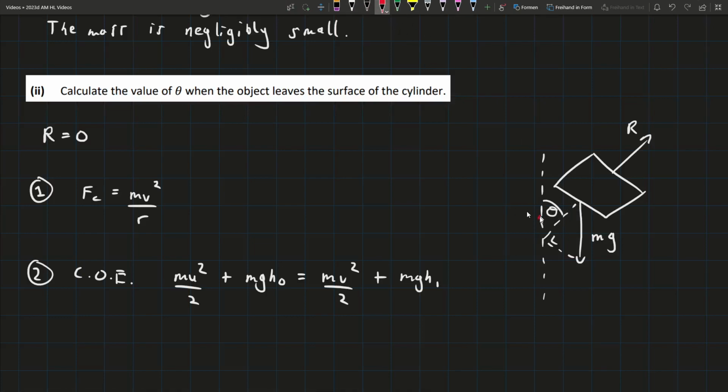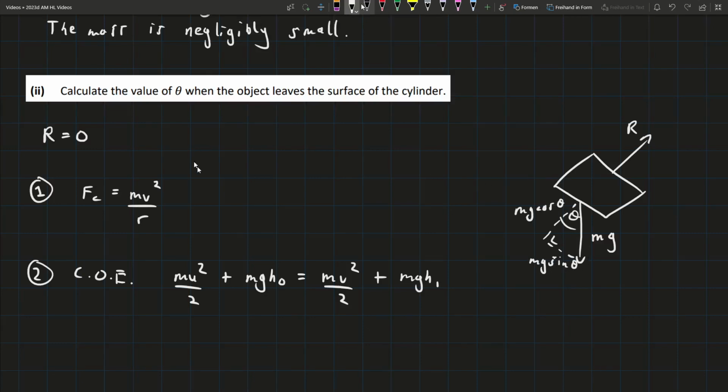Now, since this line is parallel with this line, they're both vertical. That means that these are alternating angles, and this is also theta. So that's how we can figure out where theta is in our free body diagram. I'm just going to get rid of that for neatness, but you should probably leave it in to show where you got it from, which means this is going to be mg cos theta. This will be mg sin theta.